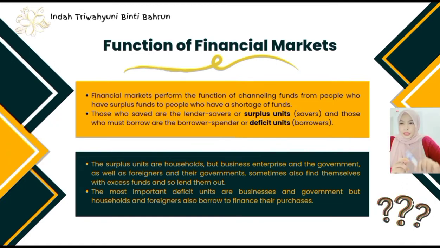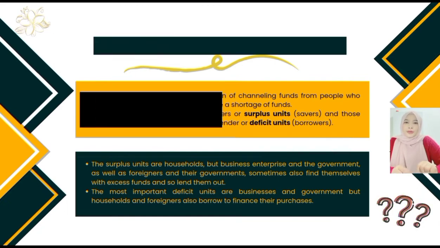The surplus units are households, but business enterprises and the government, as well as foreigners and their governments, sometimes also find themselves with excess funds and so lend them out. The most important deficit units are businesses and government, but households and foreigners also borrow to finance their purchases too.